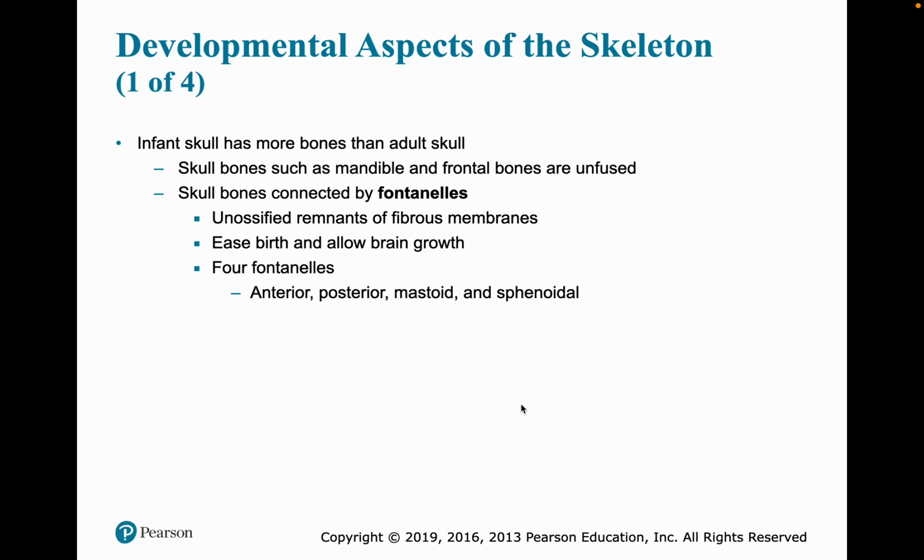Now we'll talk a little bit about development. This infant skull has more bones than the adult skull. We mentioned that before. Skull bones are connected by fontanelles: the anterior, posterior, mastoid, and sphenoid.